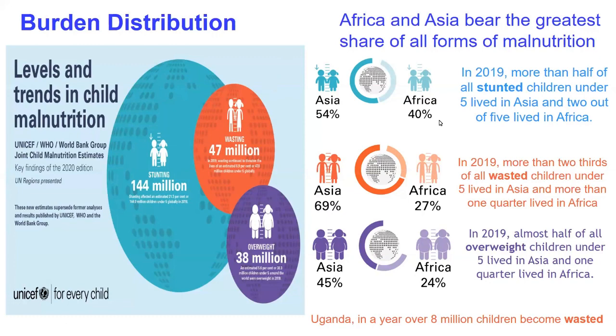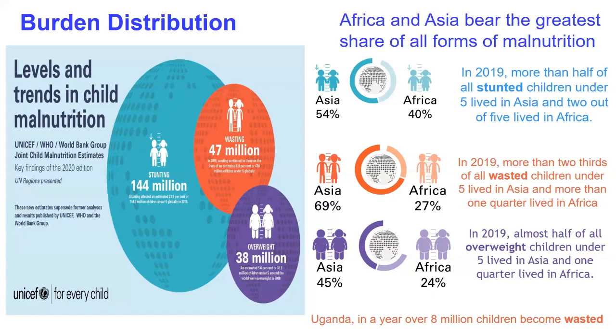And in 2019, more than half of all the stunted children under 5 lived in Asia, and 2 out of 5 lived in Africa. That's about stunting. And as far as wasting, more than 2/3 of all wasted children under 5 lived in Asia, and more than 1/4 in Africa. Then almost half of overweight children lived in Asia, and 1/4 in Africa. So you can see that both in terms of over and undernutrition, still the problems are in our setting.